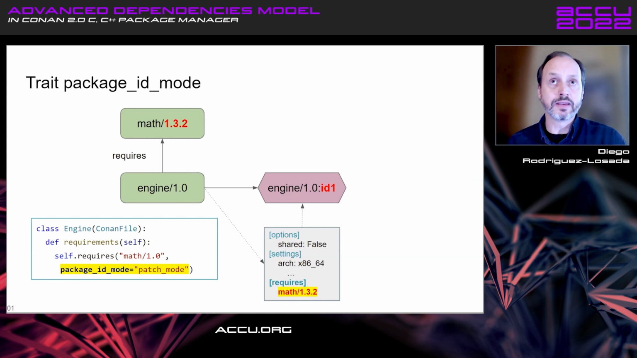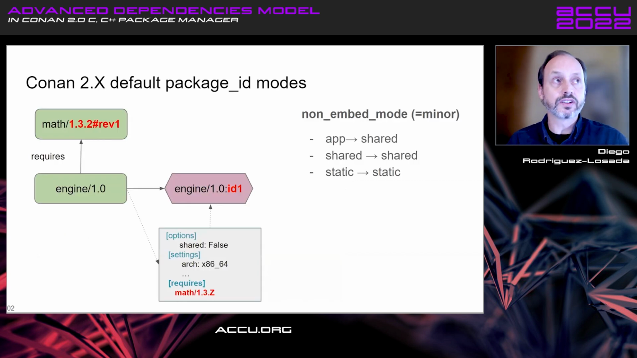Okay, this is good. Conan 1 has something similar. This is not a really killer feature. The really killer feature is that we have changed the default package ID computation. So even if recipes don't need to change anything in their package ID, this will happen.